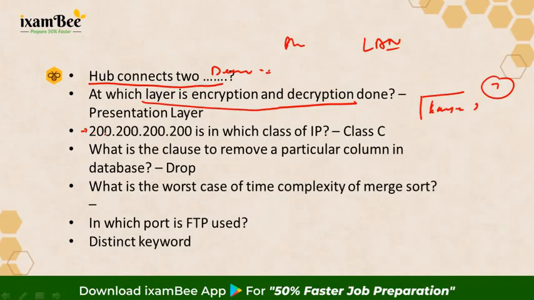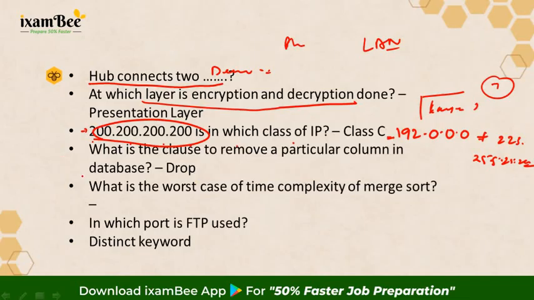The next question is: this IP address belongs to which class? IP addresses are basically categorized into 5 categories from A to E. Class C ranges from 192.0.0.0 to 223.255.255.255. So the IP address 200.200.200.200 definitely falls in class C, which is generally used for small networks.